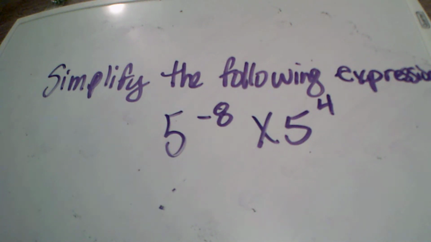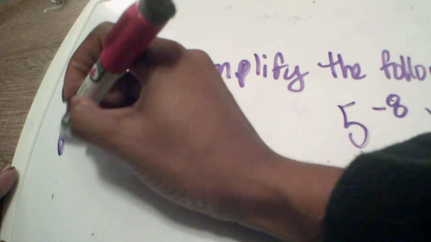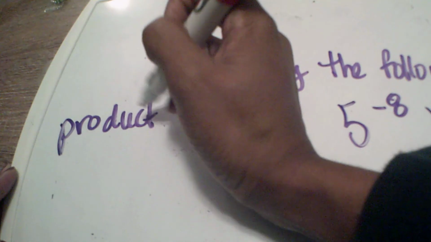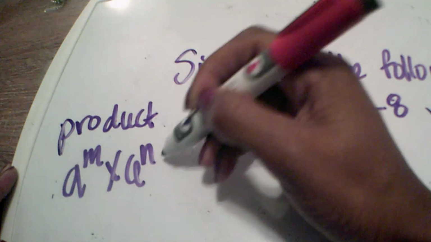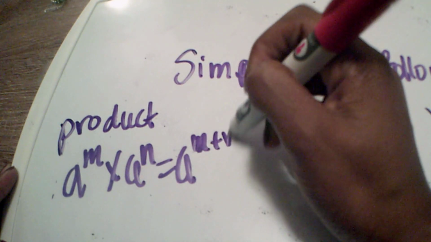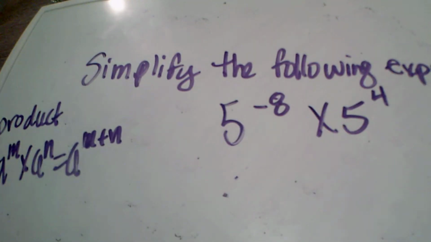Alright, number 10, the final question from our quiz that we had on exponents. It says simplify the following expression: 5 to the negative 8th power times 5 to the 4th power. Of course, we know this is the product rule. What does the product rule say? You guys should know it by now from watching all these videos. Product says a to the m times a to the n equals a to the m plus n. So we must do what? I'm sorry, not add the exponents. We must add the powers when we have exponents that are being multiplied.